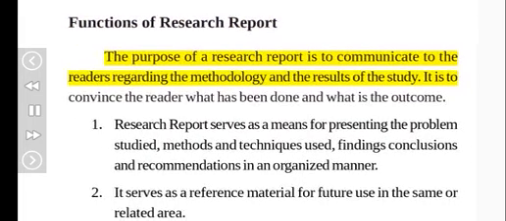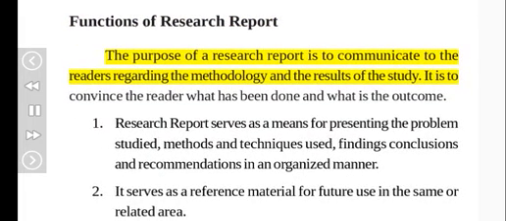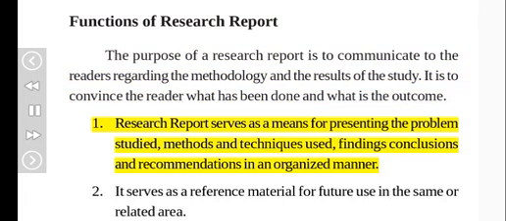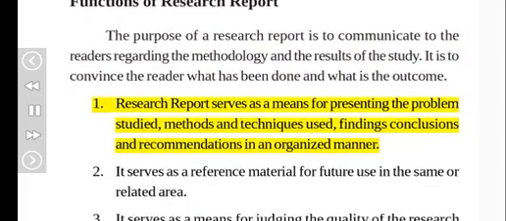Functions of research report. The purpose of a research report is to communicate to the readers regarding the methodology and the results of the study. It is to convince the reader what has been done and what is the outcome. 1. Research report serves as a means for presenting the problem studied, methods and techniques used, findings, conclusions, and recommendations in an organized manner.